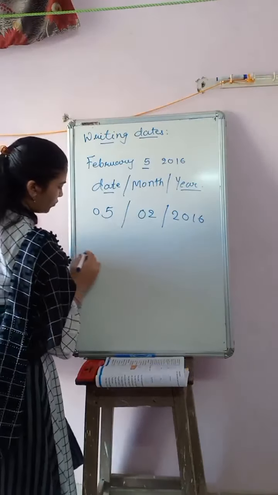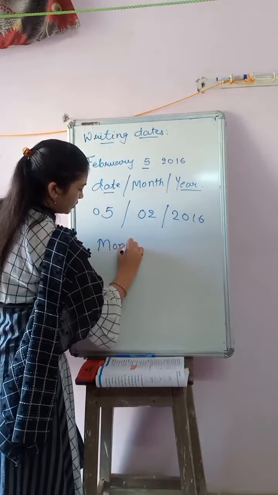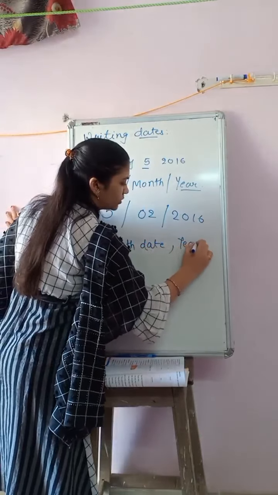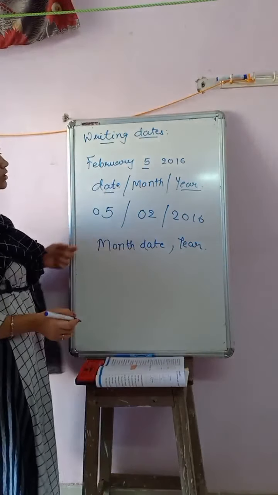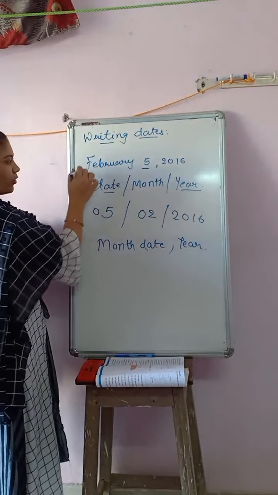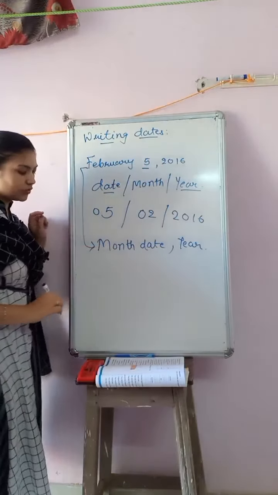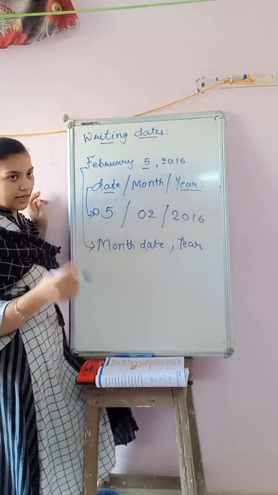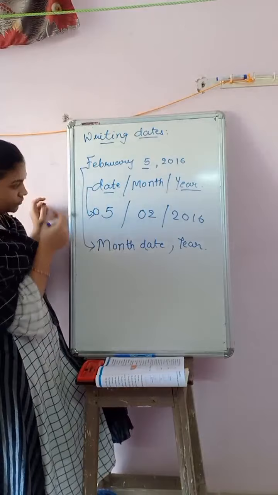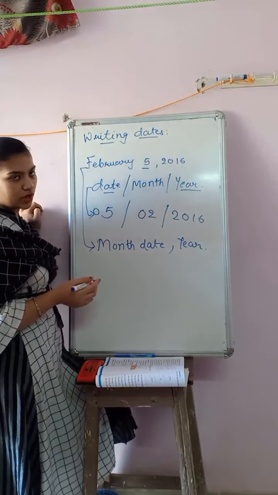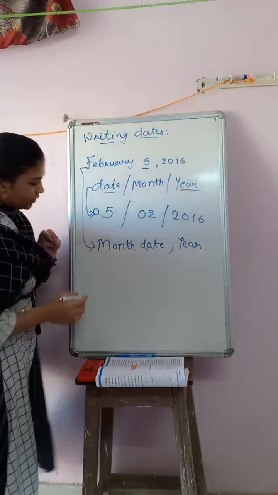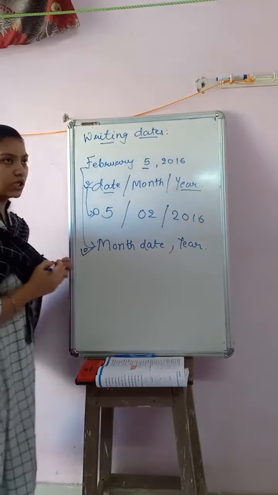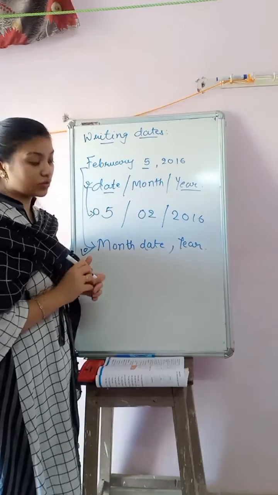The other format is month, date, comma, year. Month, date, comma, year. This is that format. There are two ways that you can write down the date, the month and the year. So two ways you have to use for writing dates. You just have to remember the format of them. आपको आइडेंटिफाई करना आना चाहिए कि डेट कौन सी है, मंथ कौन सा है, ईयर कौन सा है.